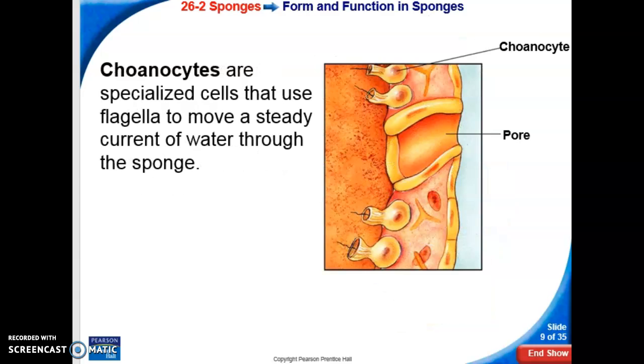We said they did have some specialized cells. The first one is a choanocyte. They use their flagella to keep a steady current of water through the sponge, just like we use cilia to move mucus through. They use the flagella to move the water through.